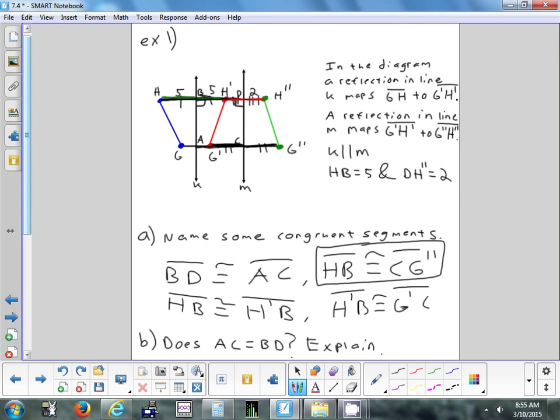And that's it. Right, so any questions on that? There's all kinds of congruent segments there. We named a few.